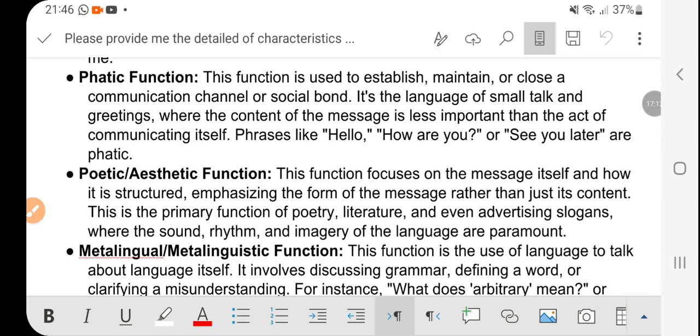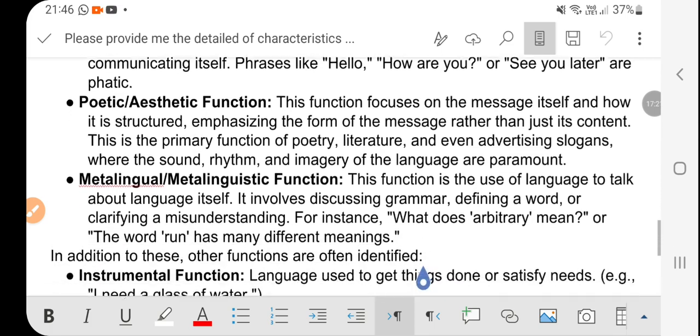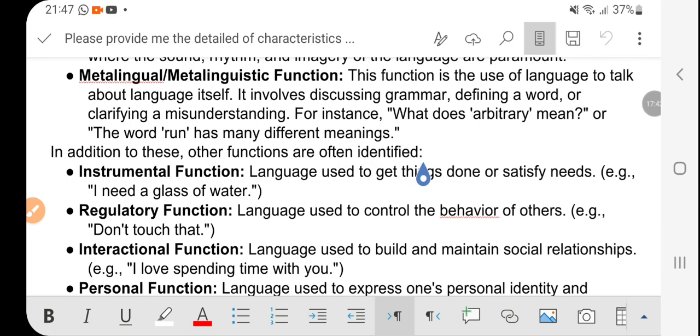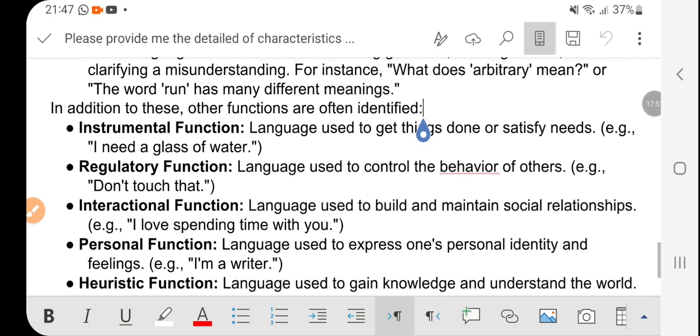Then phatic function, when we start or close a discussion with very short words, which is called phatic function. Then poetic or aesthetic function, when we use rhyme scheme and all, to make our conversation more effective. So that is literature or aesthetic function, that creates rhythm and all. Then metalingual, when language is used to explain grammar and words, language used for language, is called metalingual or metalinguistic function.